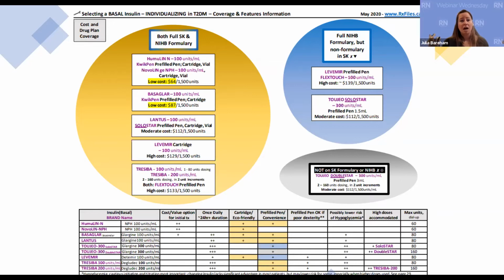Or, you know what? I've got a patient who's using a really big dose of insulin. I don't want them to have to do multiple pokes. If I can just get them to do one, my odds of ensuring optimal therapy are greater. So here are the options where we have high dose accommodated, as well as the max doses that you could use. And it's all put there so you can do a one-stop to compare all your options across the board.